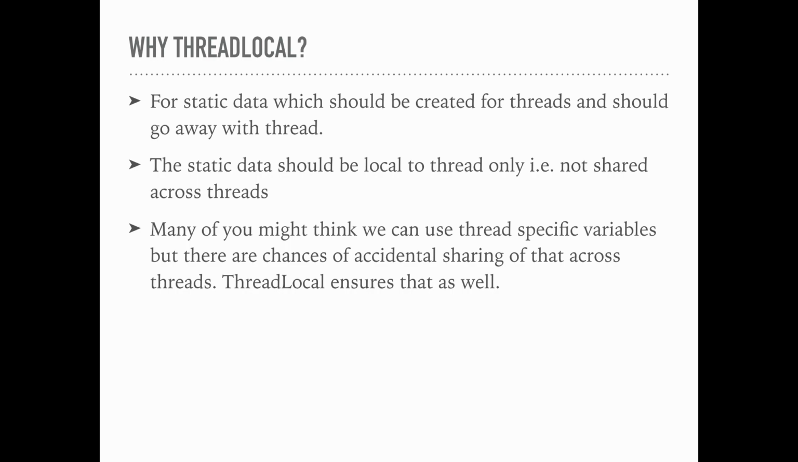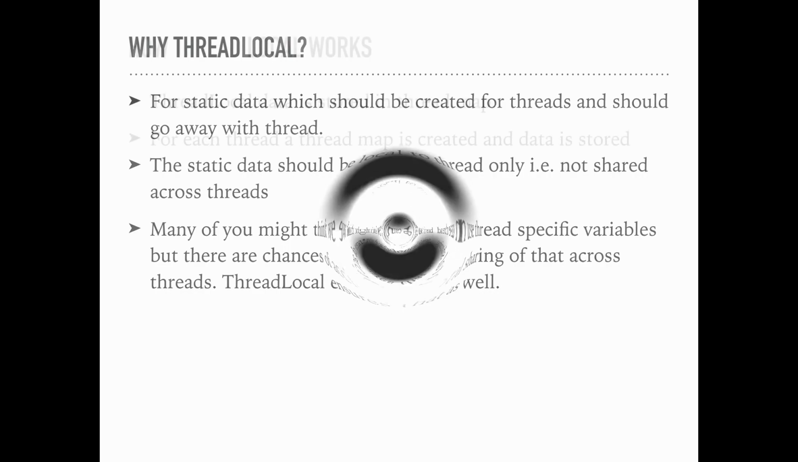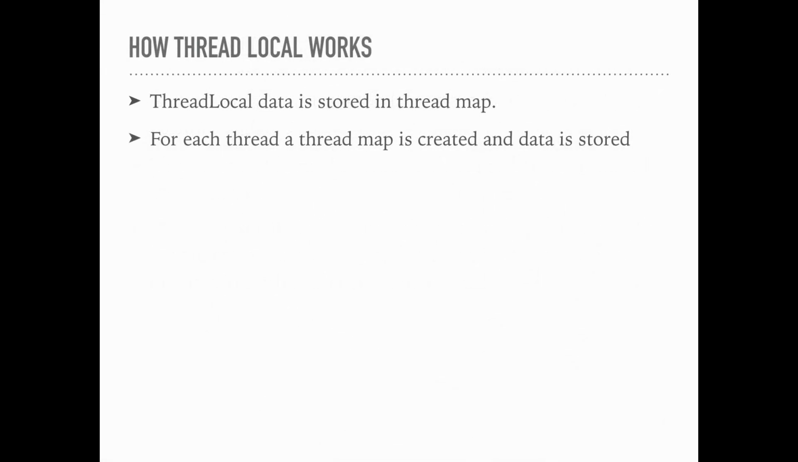Many of you might think we can use thread specific variables, but there are chances of accidentally sharing the data across the threads. So that's another reason why you should be using thread local. Thread local uses an internal thread map. I will show you the code, how it uses the internal thread map and how it stores the data that is local to that thread only. Alrighty, how ThreadLocal works, right? The data is stored in thread map, and for each thread, a thread map is created. I will show you how it is done.